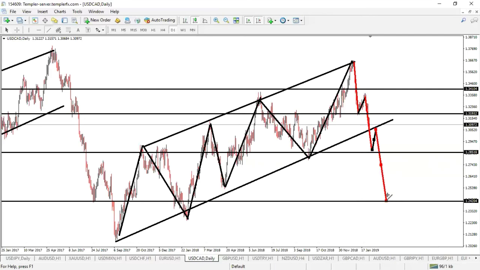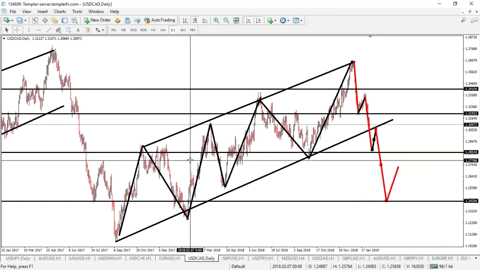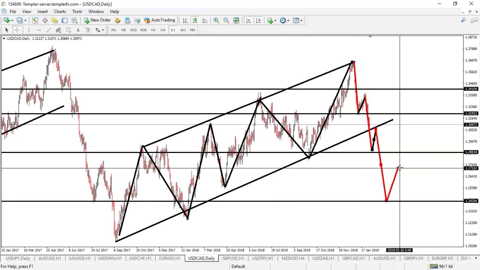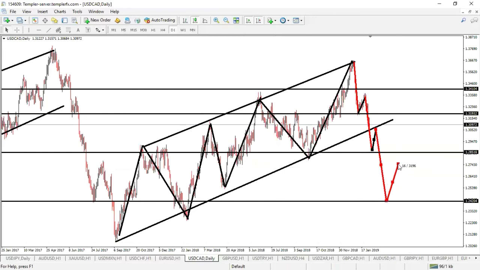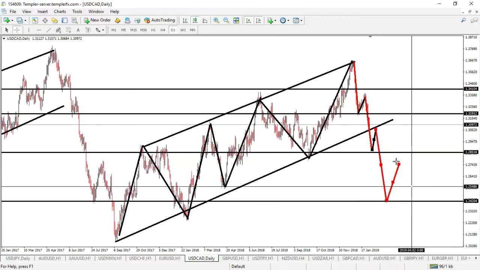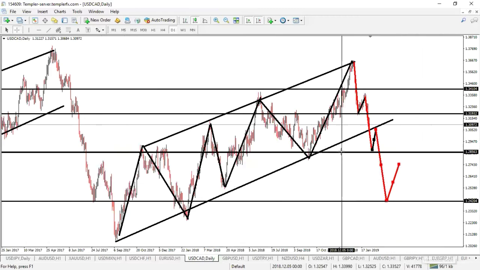It might pull back to this point right here, and we're going to say that it pulled back to this because of this point right here. This is what's going to happen here, and we're going to have another drop there. So that is how I see it.